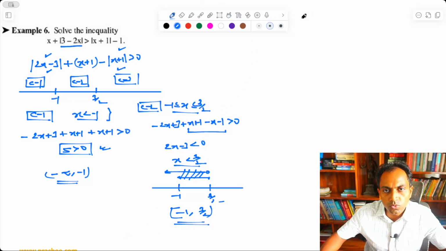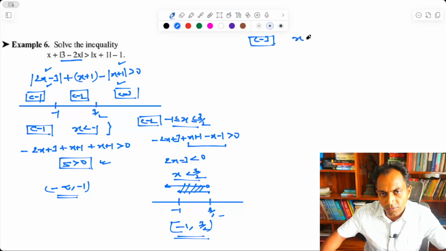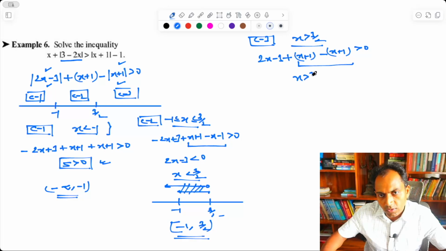Now let us go to the last case, that is case 3. In this case 3, we need to consider values of x greater than 3/2. So if I put this, all the moduluses open with a positive sign. You can see that this term again cancels out. x comes out to be greater than 3/2. You can see that both of these conditions are the same. So all the points in this interval would be acceptable. So this is my answer.